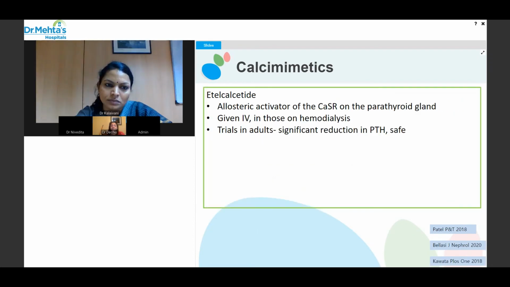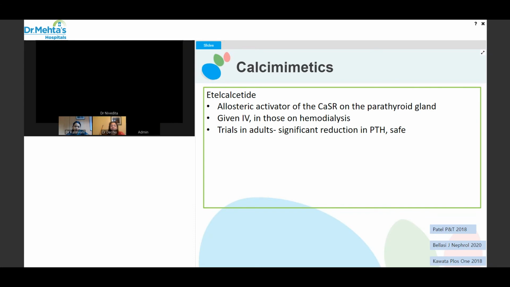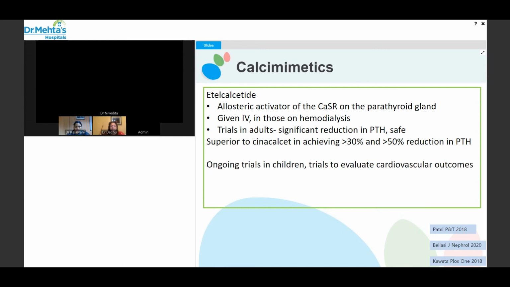Newer calcimimetics in the pipeline include etelcalcetide, which has been studied in adults and found to be better than cinacalcet. The only disadvantage is probably that it needs to be given IV and can be used only in patients on hemodialysis. It causes a significant reduction in PTH. There are ongoing trials in children and trials to evaluate hard outcomes like cardiovascular disease and mortality. Evocalcet is similar to cinacalcet but has a better GI side effect profile, and there are some studies in adults to show its efficacy.